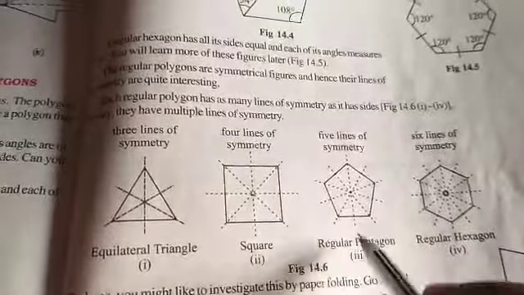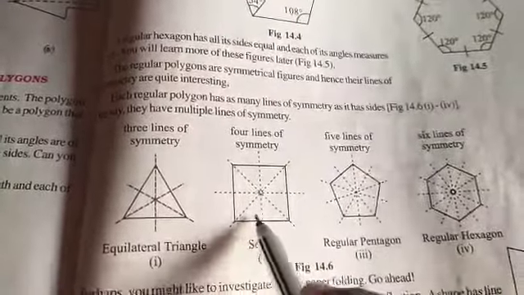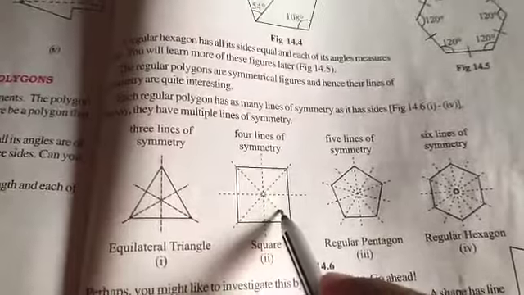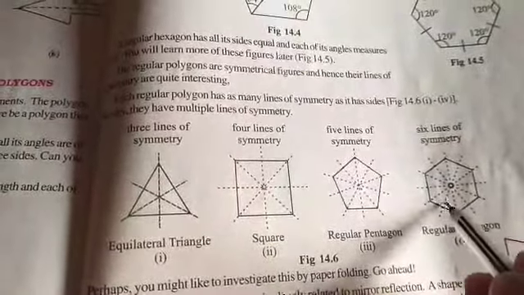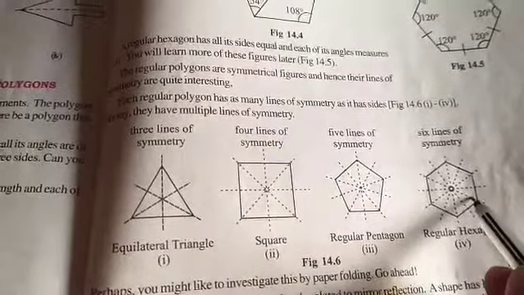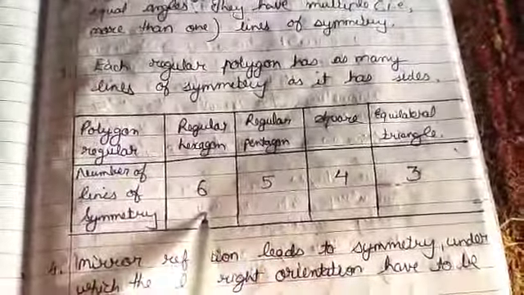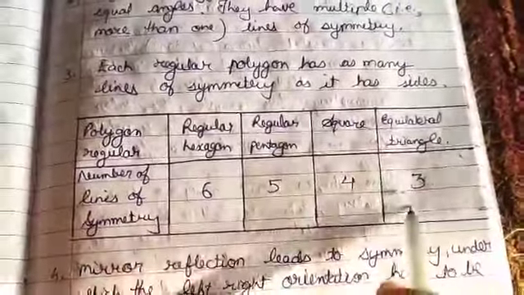See here, a regular pentagon has 1 2 3 4 5 equal parts. Square has 1 2 3 4 lines of symmetry, and hexagon 1 2 3 4 5 6 equal parts. So this is written over here, that is the number of lines of symmetry. Hexagon has 6 lines of symmetry, pentagon has 5, square has 4, equilateral triangle has 3.